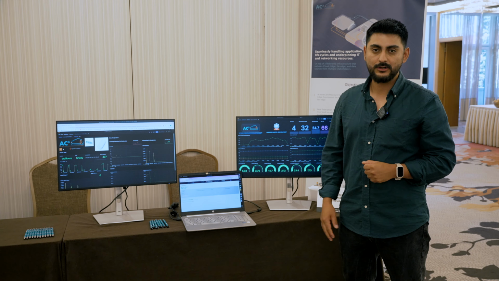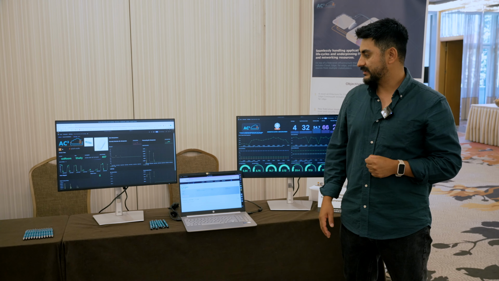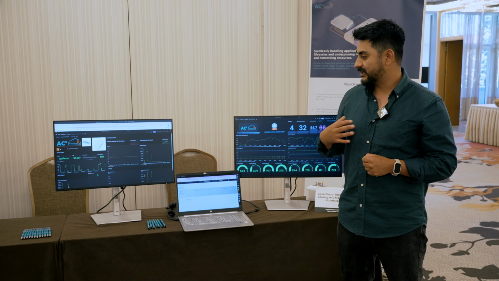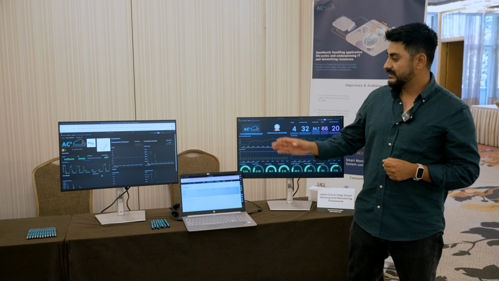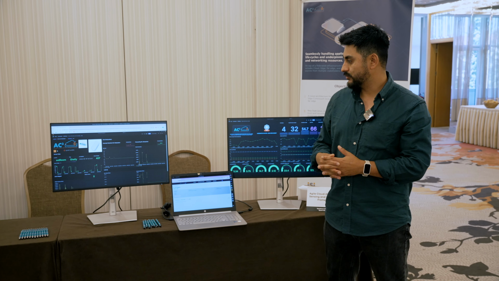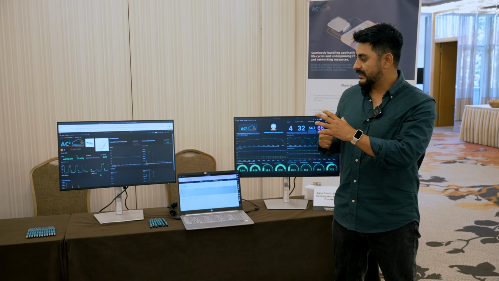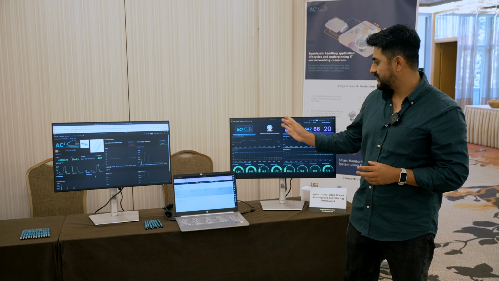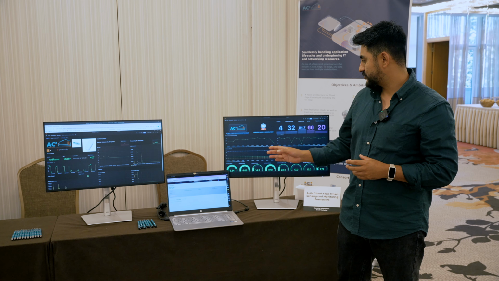So this is an overview of use case one, where we have deployed in our premises in Barcelona these sensors, the data acquisition, and the cluster, and we are showcasing here the dashboards in real time.